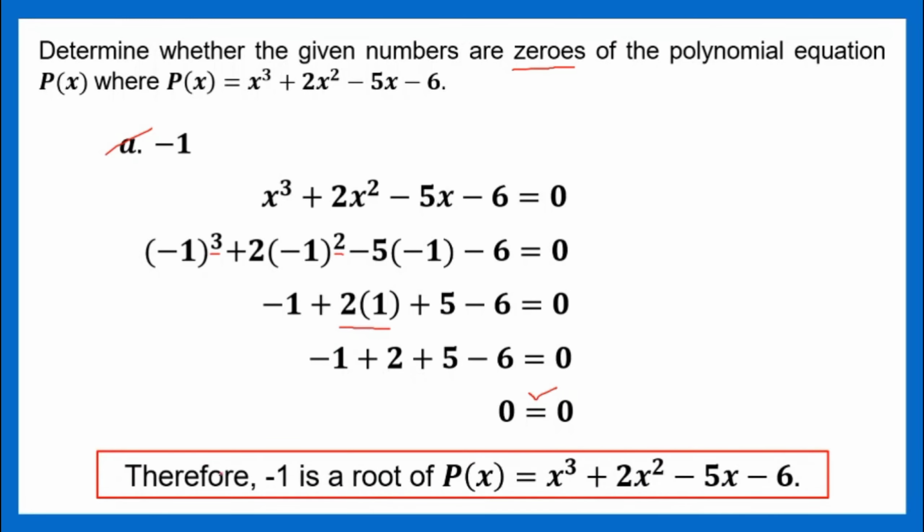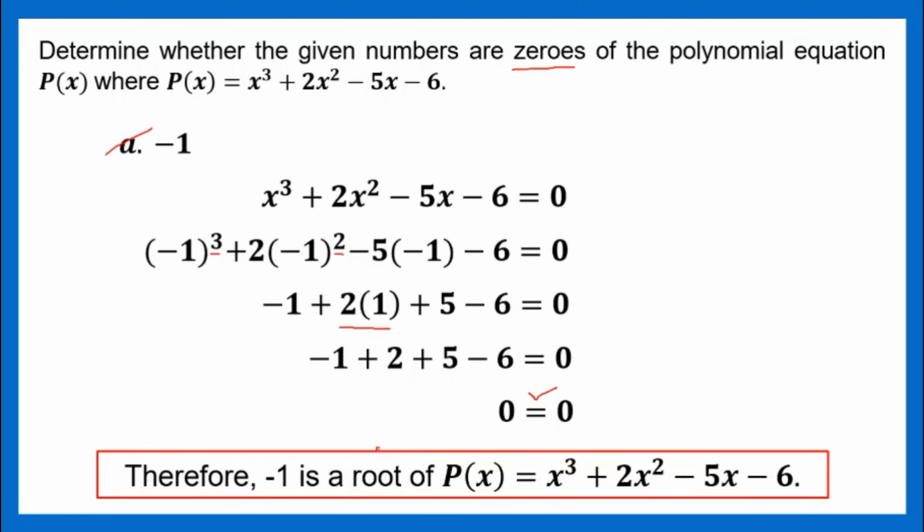Ayan. So, therefore, negative 1 is a root of p of x is equal to x cubed plus 2x squared minus 5x minus 6. Ayan. So, hindi ko na bago, pwede naman itong root or zeros. Kung inilagay mo dito ay zeros of p of x, then, okay lang din yun. Pero kung root, okay lang din naman.